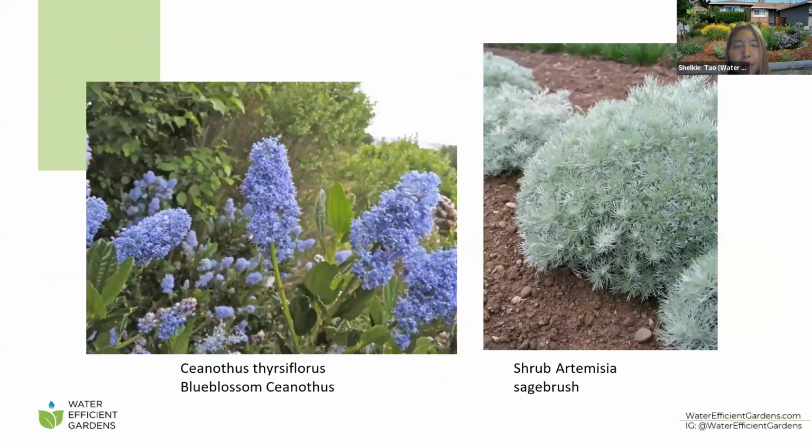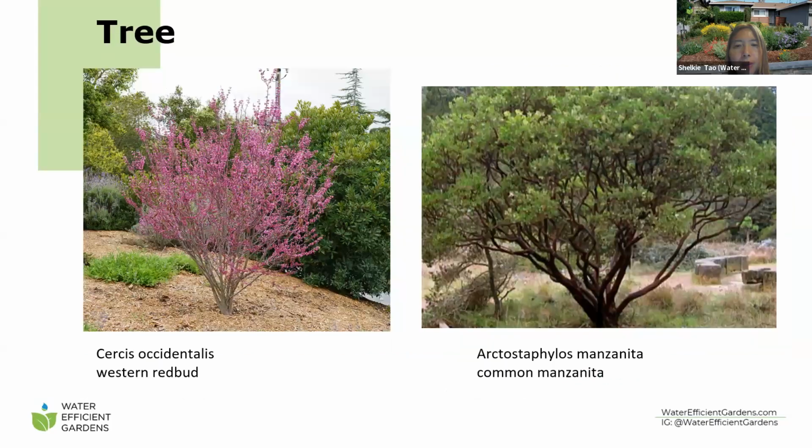For example, the common manzanita, the coverage, I believe, is 79 square feet. The western redbud is 38 square feet. So you just add all these numbers up until it reaches that 500 number. That coverage is provided by Valley Water in that plant list.